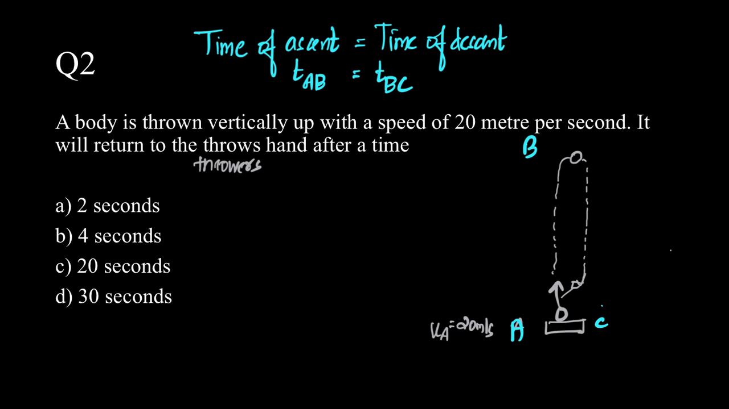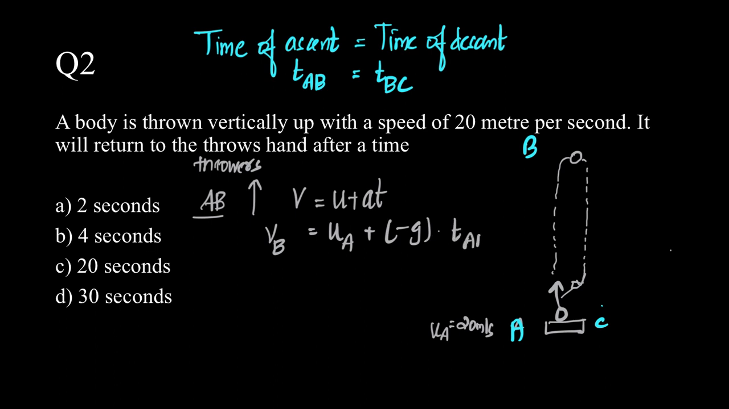Okay, now coming to solving the question, it's very simple. It's really simple. See, consider the motion along the line AB. Along the line AB, what is the displacement velocity time relation? V is equal to U plus AT. We know that V is the velocity at position B, U is the velocity of the body at position A, a is minus g, and t is the time along AB.